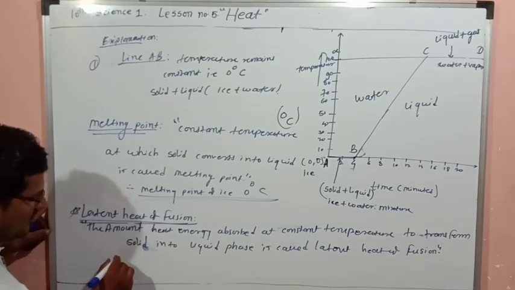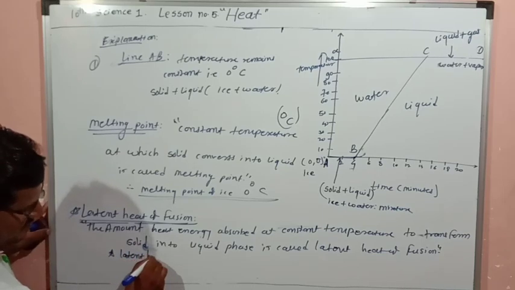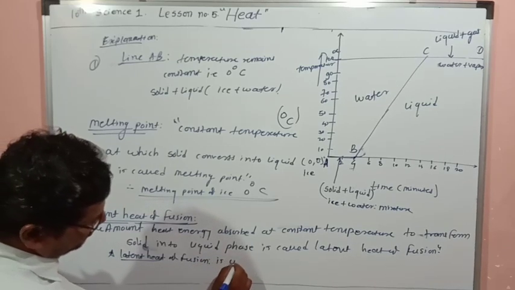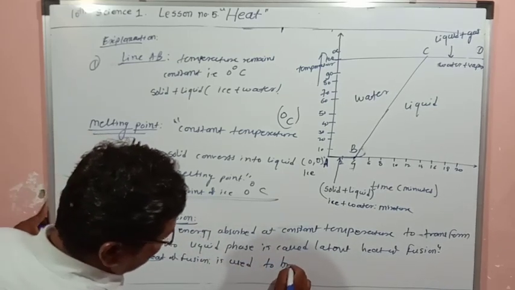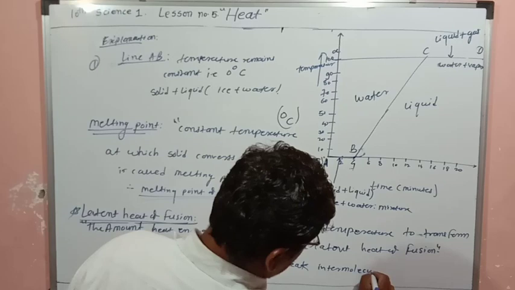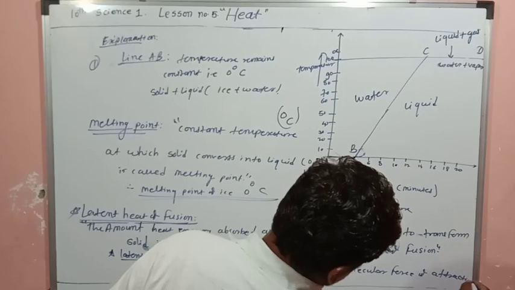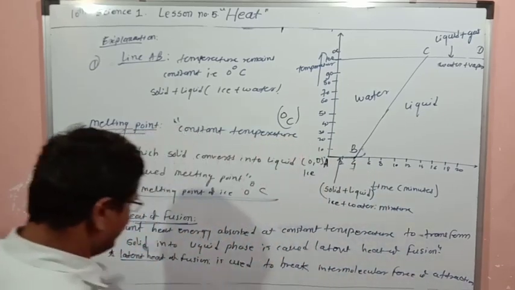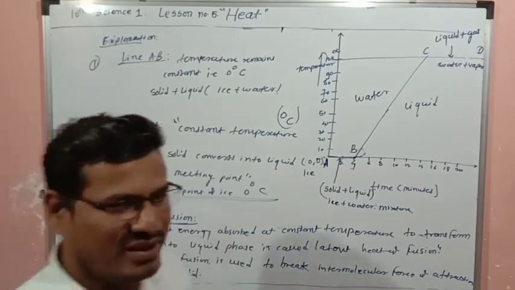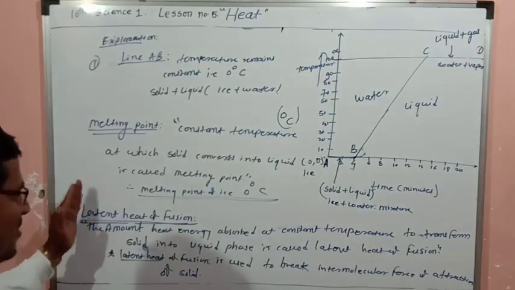And for what purpose is it used? So latent heat of fusion is used to break the intermolecular force of attraction of solid, so it will get converted into liquid. So do you understand melting point and latent heat of fusion?